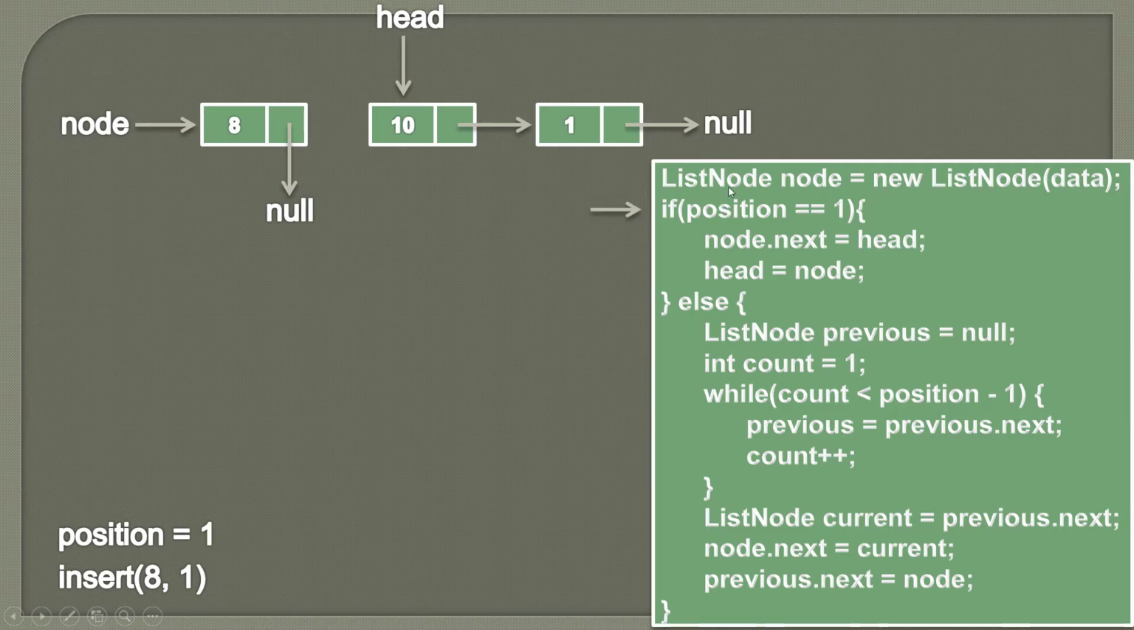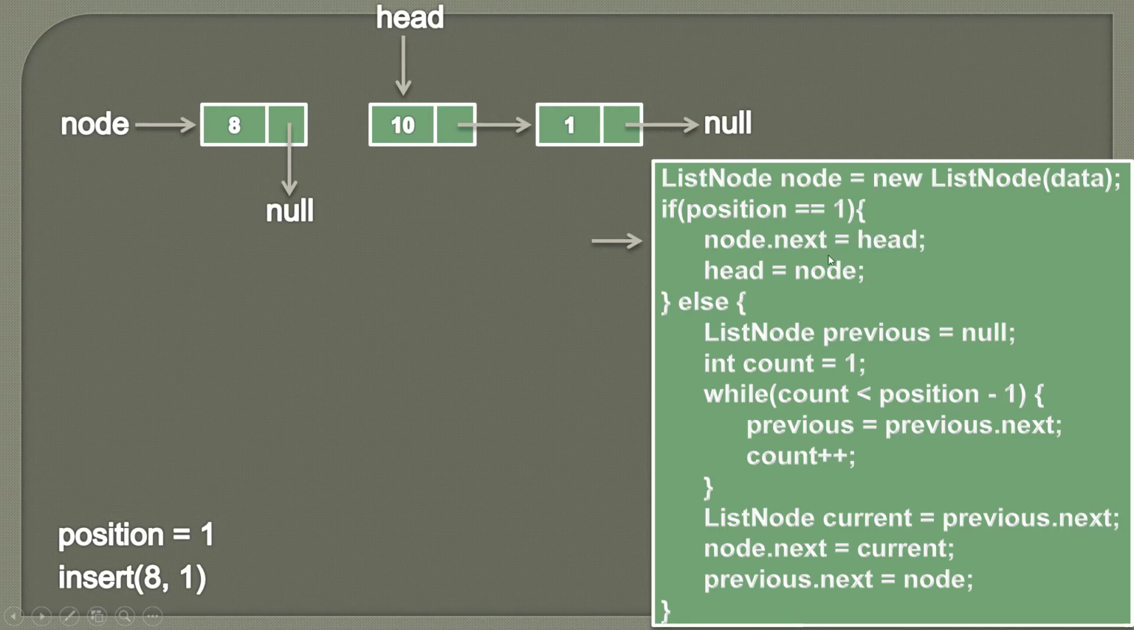Now here you can see that there are 2 cases in if and else. So if position is 1, it means we want to insert this node at the beginning of the singly linked list, which is just before our head. So currently this if block condition comes out to be true. Now as we want to insert this node before head, what we have to do is, as node is pointing to this list node, its next should point to head because we want to insert this node before head. So this node's next should point to head.